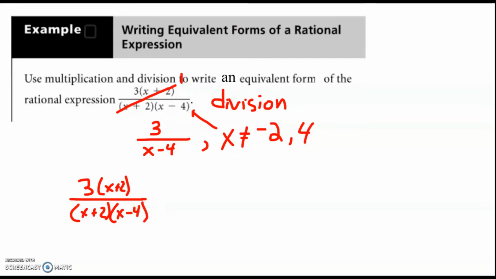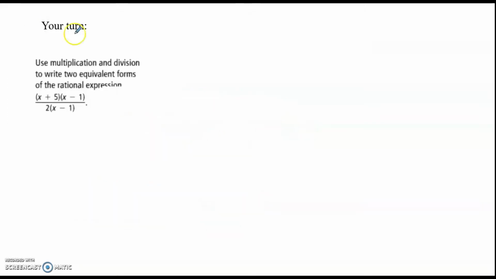All right, so I'm going to do that in a different color. So if I multiply by y in the top and in the bottom, in the denominator there, this would be an equivalent form. And our non-permissible values are still x can't equal -2 and 4. And also, because I introduced a new variable here, y couldn't be 0. All right, next example. Your turn, very similar.